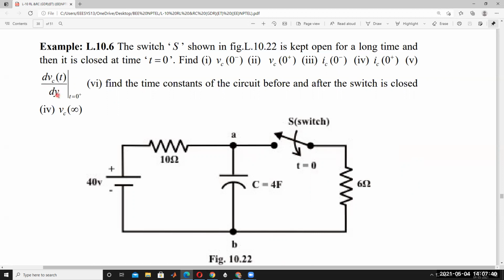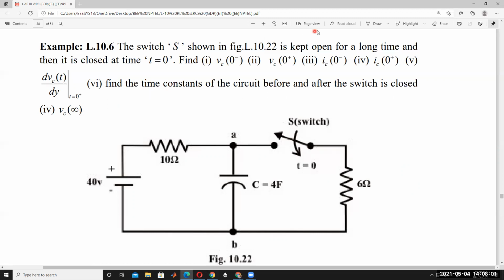dVC by dt. This is not dVC by dy, this is called dVC of t by dt, at t equals 0 plus. Find the time constant of the circuit before and after the switch is closed. And finally find VC of infinity.